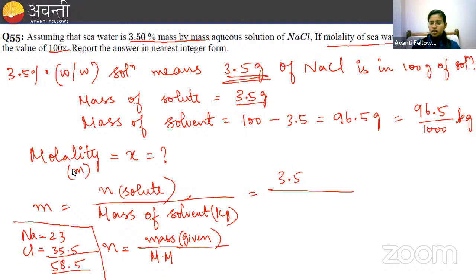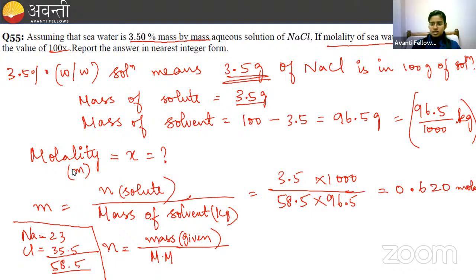So that I am going to substitute here, 58.5, and the mass of the solvent. Mass of the solvent is here, right? In terms of kilogram, it is 96.5 by 1000, and that 1000 will go to the numerator. Okay. So now after solving this, I will get the answer as 0.620, which is actually the value of X.